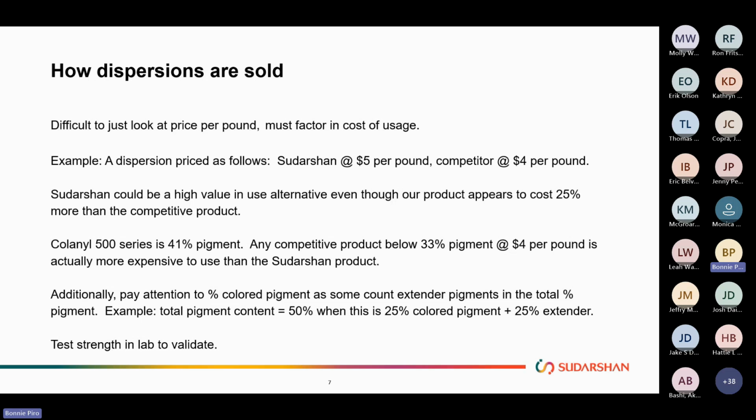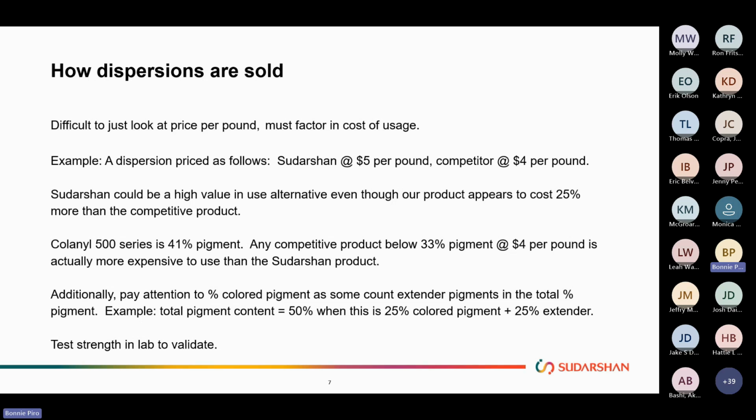So the example that I brought for this presentation is a dispersion that Sudarshan prices, for example, at $5 per pound. A competitor may see that as a $4 a pound type of product. Same color index, if you will, but different in terms of the sticker price. So the thing to consider is what the value in use is between the two.